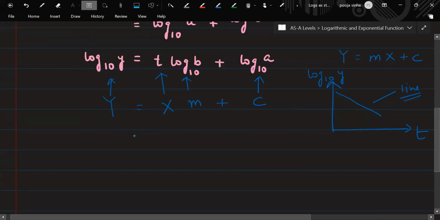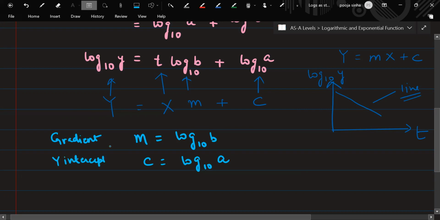So here, I want two things from you. What is m? Log to the base 10 of b in this case. And what is c? It is log to the base 10 of a. Correct? So whatever term has the power will be the one with x, and that is our y-intercept. So let's do a few questions to understand what we have just done. Okay.